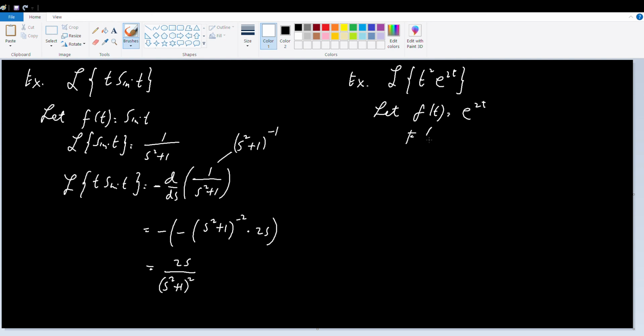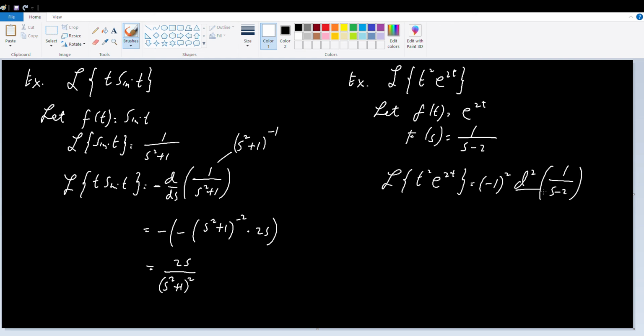So what is my f of s? The Laplace transform of e to the 2t will be 1 over s minus 2. Since the power of t is 2, the Laplace transform of t squared e to the 2t will be negative 1 raised to 2, and then the second derivative of 1 over s minus 2 with respect to s. Alright? So negative 1 squared is of course positive.